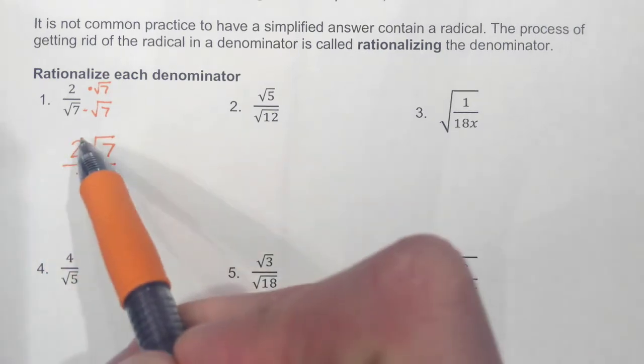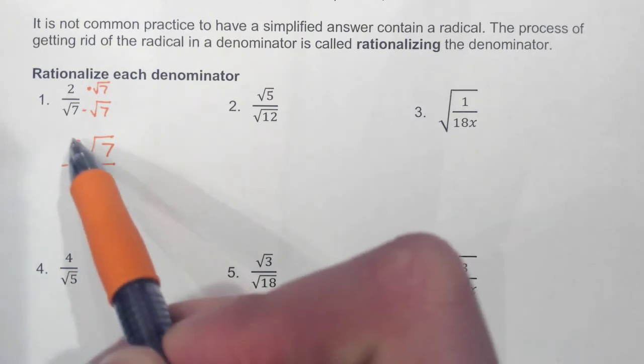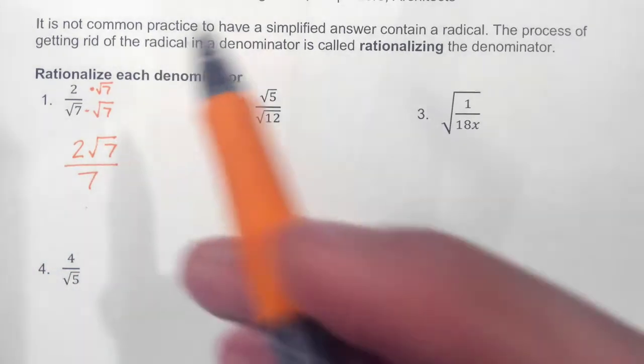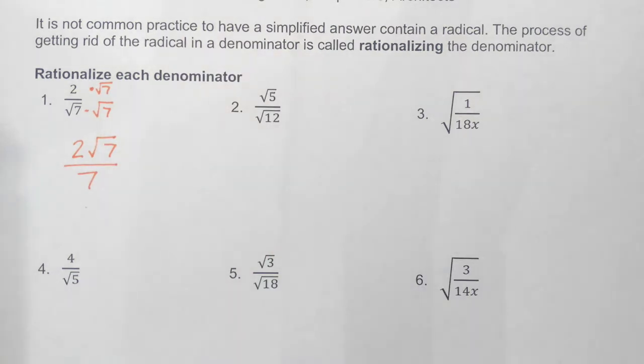And then you just have to check if your answer reduces. 2 over 7 doesn't reduce. The square root of 7 doesn't simplify any further. So that's as far as that one is going to go.